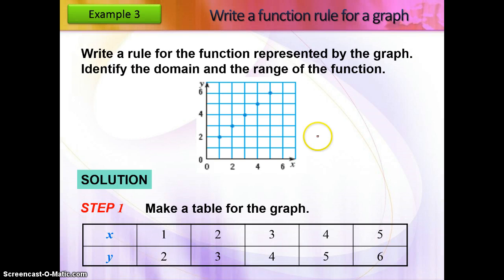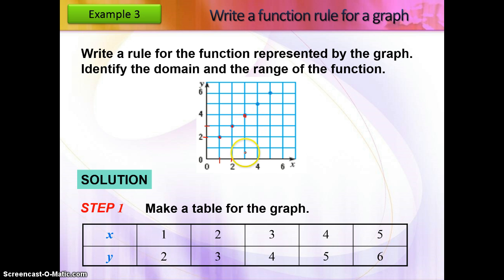So we would list each point. This first point here has an x value of 1 and a y value of 2. So my first ordered pair is 1, 2. The second point here has an x value of 2 and a y value of 3. So here I have 2, 3.